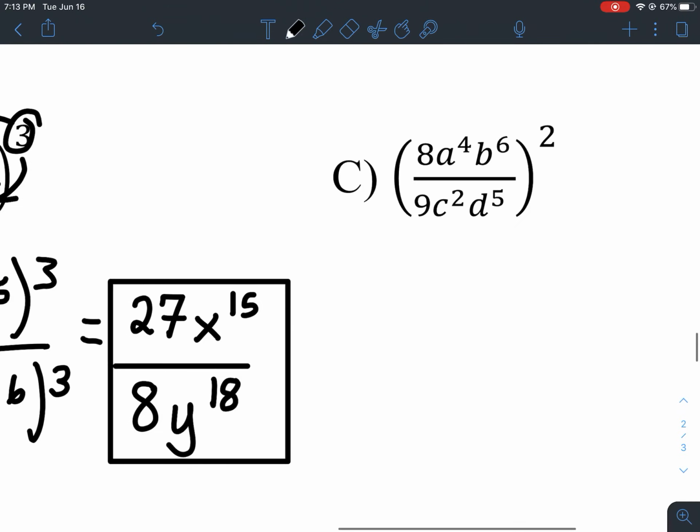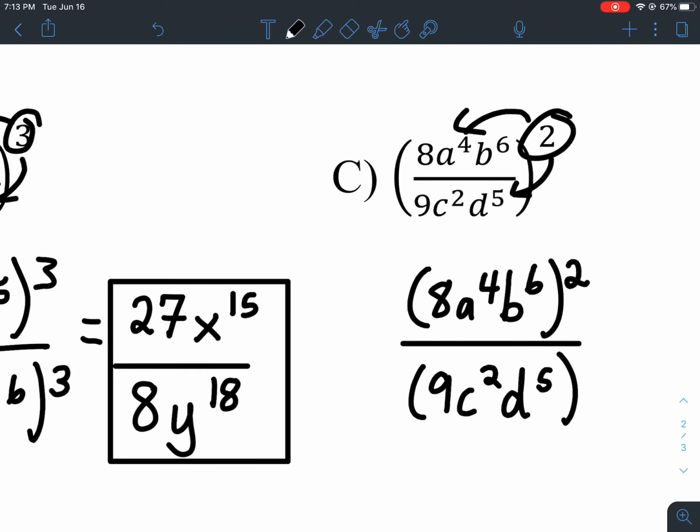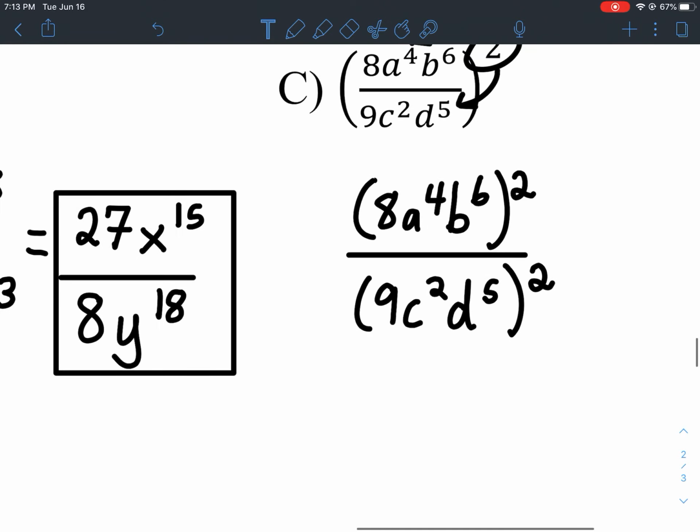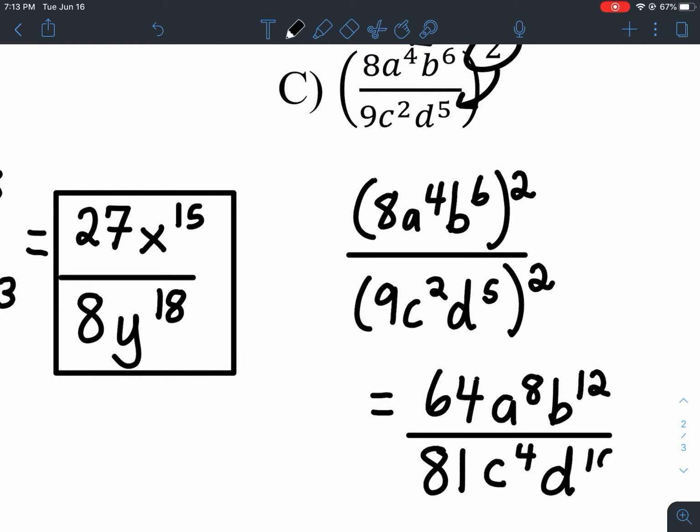And then our last problem here, again, we need to make sure we raise the 2 to both the numerator and denominator. Okay, so in the numerator we have 8 squared, which is 64. And then multiply. 4 times 2 is 8. And then 6 times 2 is 12, so b to the 12th. And then our denominator, 9 squared is 81, c to the 4th, d to the 10th.